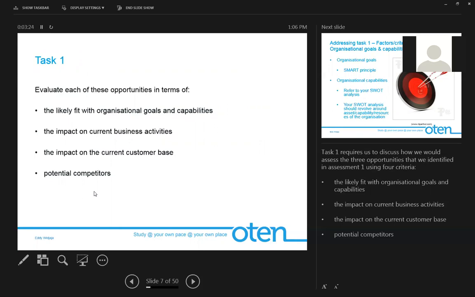Okay, now we need to evaluate each of these opportunities or these new product service IDs in terms of these 4 criteria: the likely fit with the organizational goals and capabilities, the impact on current business activities, the impact on the current customer base, and lastly, potential competitors.